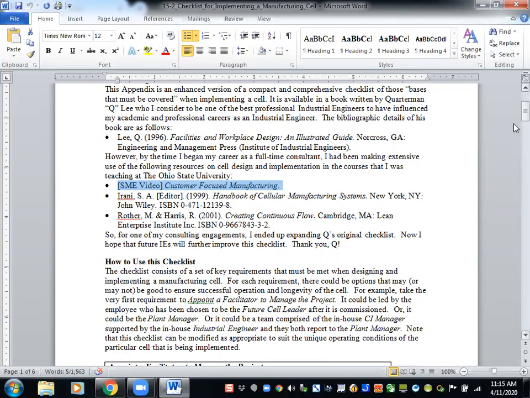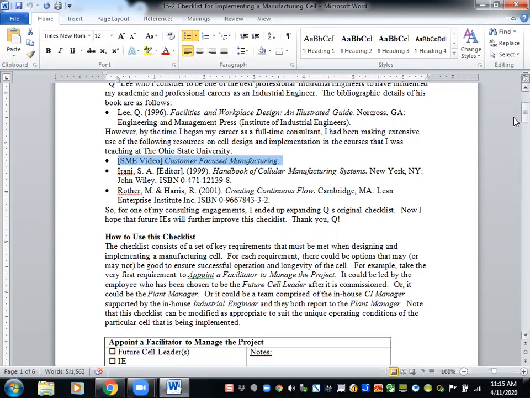So how to use this checklist? The checklist consists of a set of key requirements that must be met when designing and implementing a manufacturing cell. For each requirement, there could be options that may or may not be good to ensure successful operation and longevity of the cell. For example, take the very first requirement, to appoint a facilitator to manage the project.